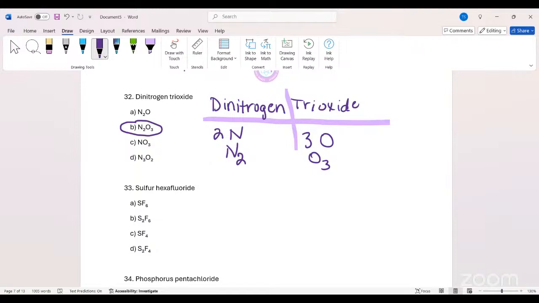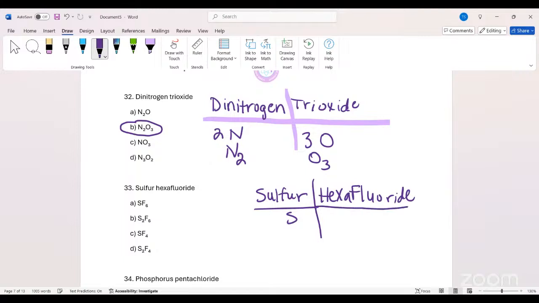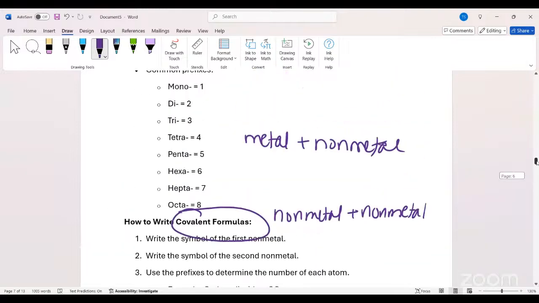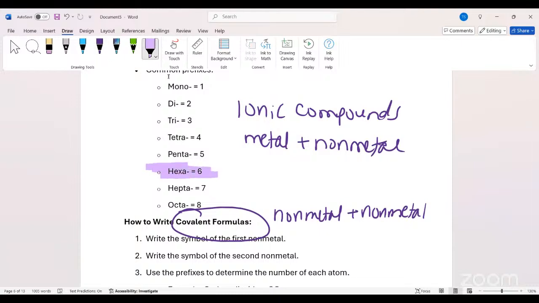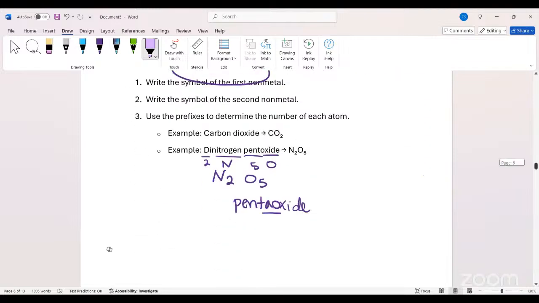Okay. Sulfur hexafluoride, number 33. Sulfur, which is S, okay, sulfur hexa. Now, in case you didn't know, I'm going to go back to my chart so you all can be familiar with these symbols. We know fluorine is F, but here's hexa right here. Hexa is 6, okay? Hexa is 6. You guys got to remember these prefixes. It'll save you a lot of time.